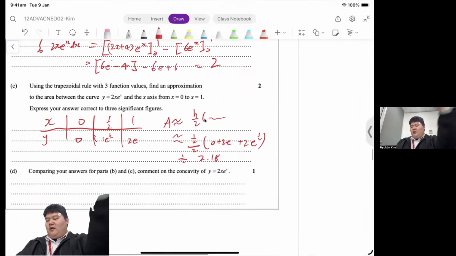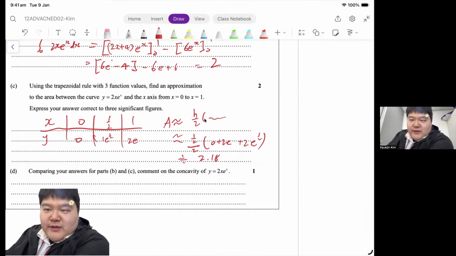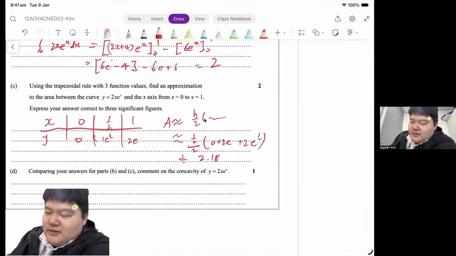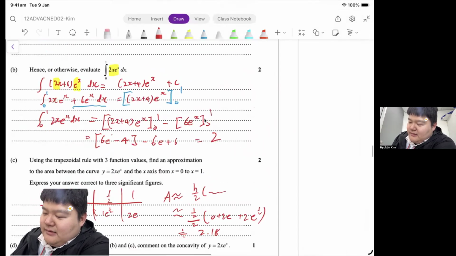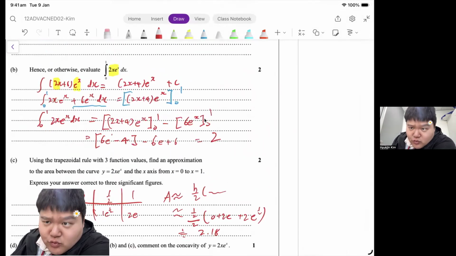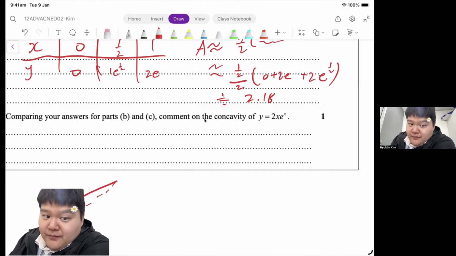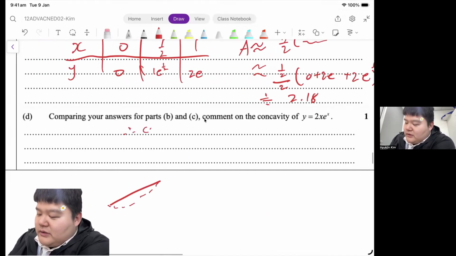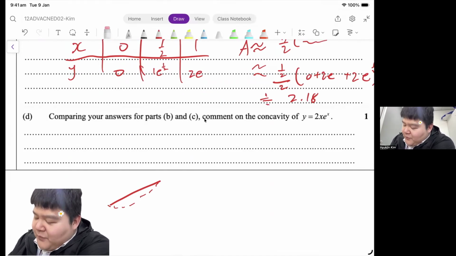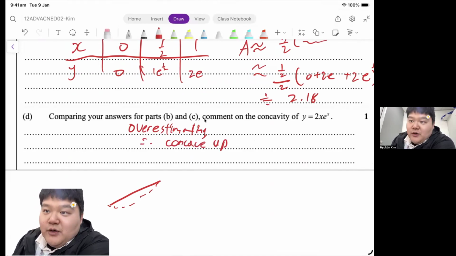So now, my trapezoidal rule tells me this is 2.18 something, but my exact evaluation tells me it's 2. What does that mean? My trapezium is greater than the actual function. Concave up. Oh, no, oops, we don't want to talk about the concavity already. Overestimate, we're overestimating. Therefore, concave up. You've got to tell them the reason why.